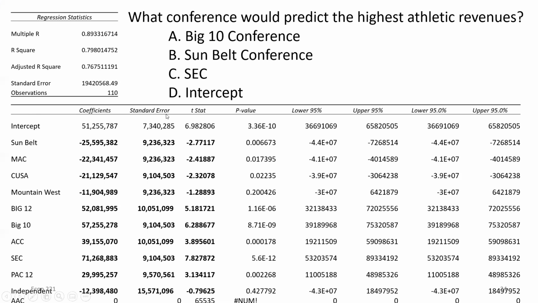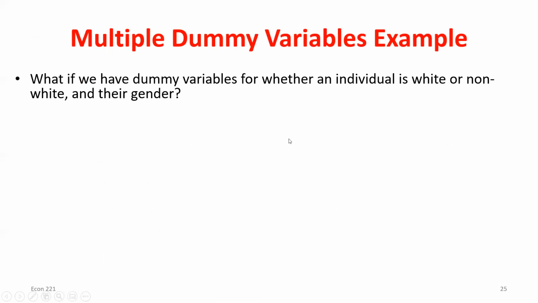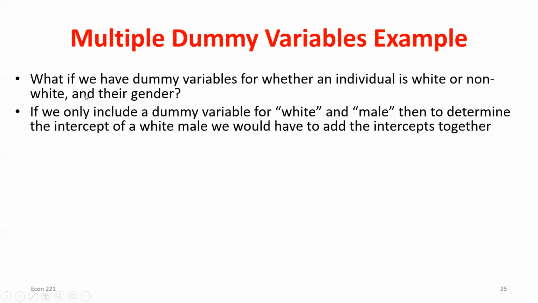And so we already talked about all this. So let's go through another example. Let's say I've got dummy variables for whether an individual is white or non-white, and then what their gender is, right? If I include a dummy variable for white and male, then this is going to determine, if the individual is male, what is the predicted Y value?